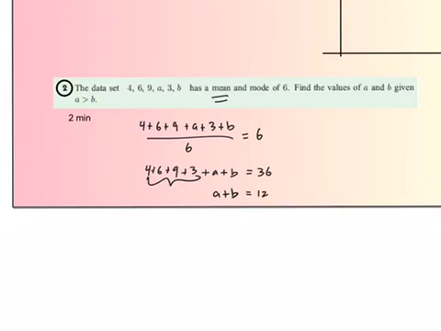Now, if the mode of the data set is 6, and I know A is greater than B, I could say that A and B are 6, but since A is greater than B, I know that A and B can't be equal.